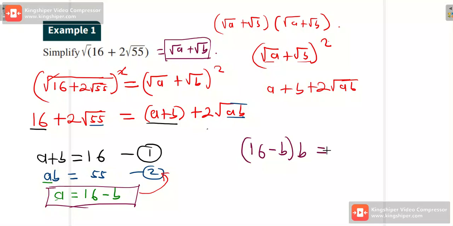Then that should be equal to 55. So from here we have 16 minus B, times B, and that should be equal to 55. Now let's make B squared the subject. So we have, or let's take all of them to the right hand side. We have B squared. Okay, so let's rather make B squared the subject. So B squared should be equal to 16 minus 55.